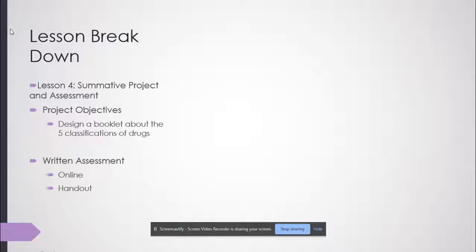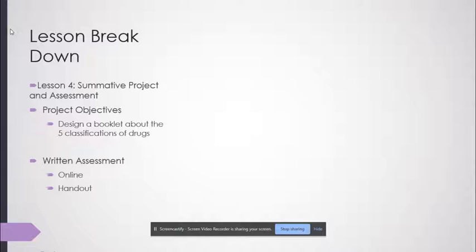And lastly is the summative project, which they will be working on throughout the unit. Part 1 is the project. They'll be designing a drug booklet about the 5 classifications of drugs. They'll be identifying street names, long-term and short-term effects, and possible signs of overdose. And then they also have a written assessment.